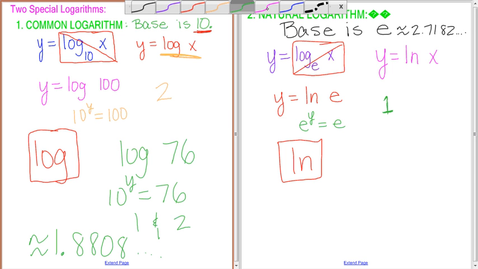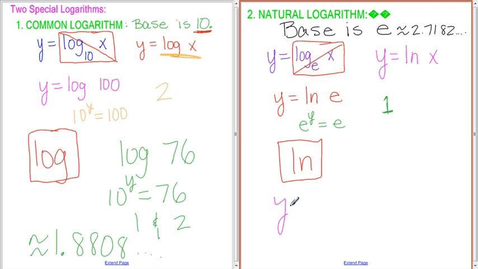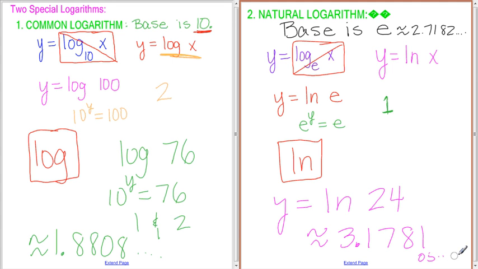Same thing with ln. You may get a question like ln of 24. And so you just type in ln 24, hit your equal sign, and ln of 24 is approximately equal to 3.1781 if you round to 4 decimal places. It's 05 and stuff after that.